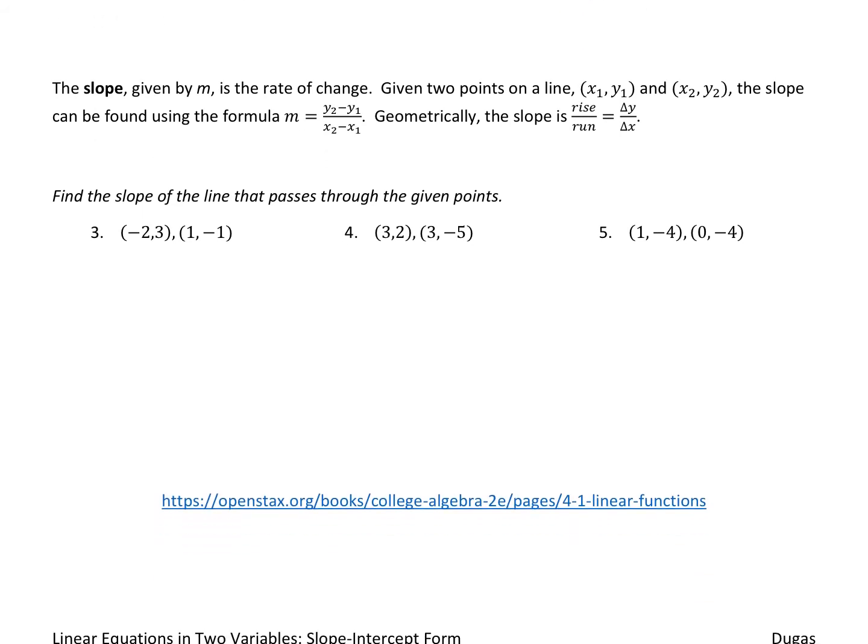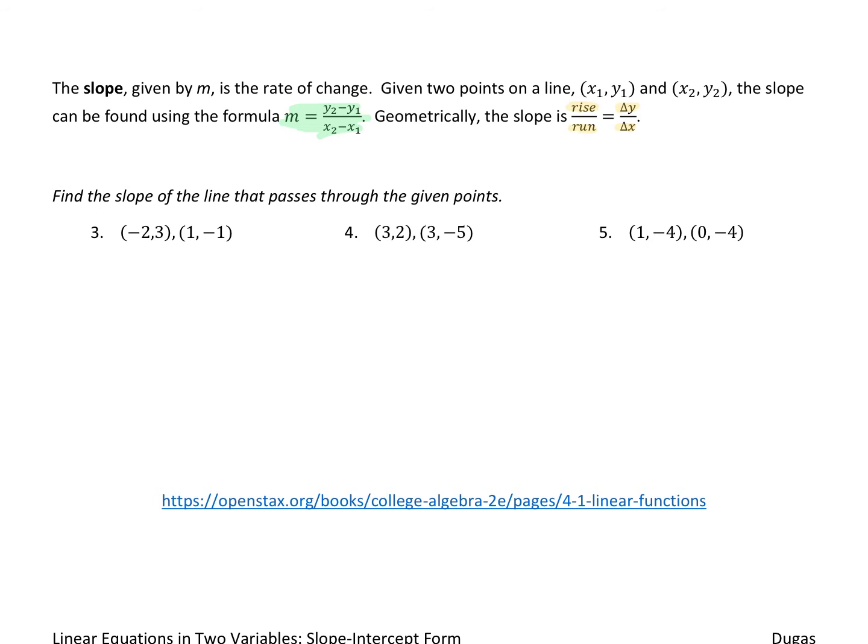A slope is given by m. It's a rate of change. So it's how things change on the x-axis when compared to the y-axis. If you're given 2 points, you can find a slope using the formula m equals y2 minus y1 over x2 minus x1. Geometrically, you think of it as rise over run, change in y over change in x. Those are all saying the same thing.